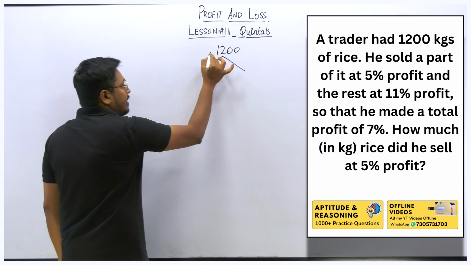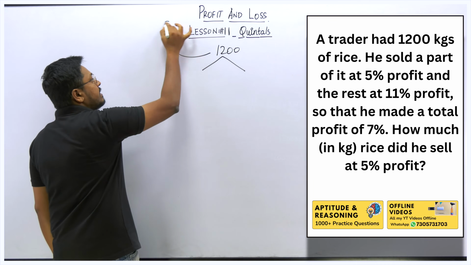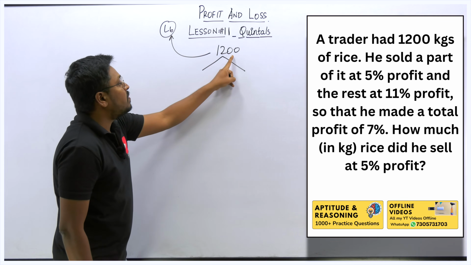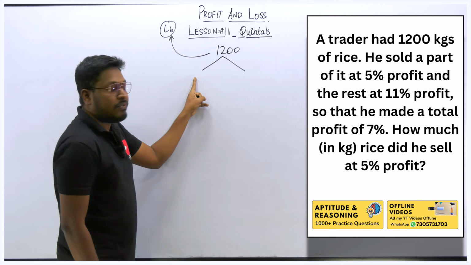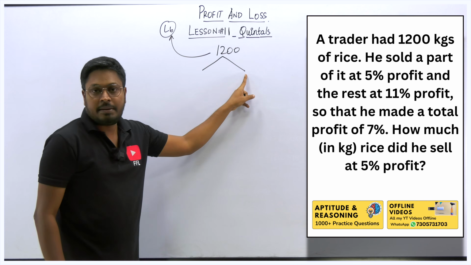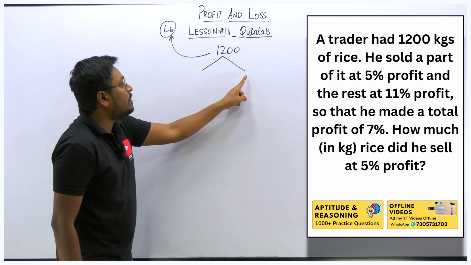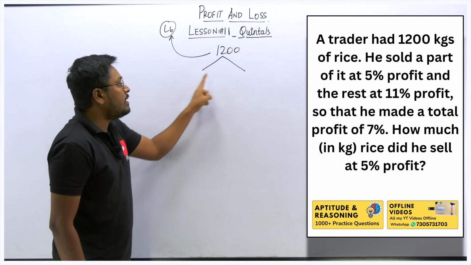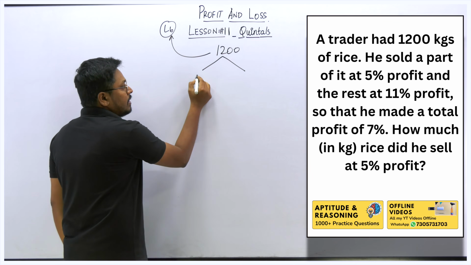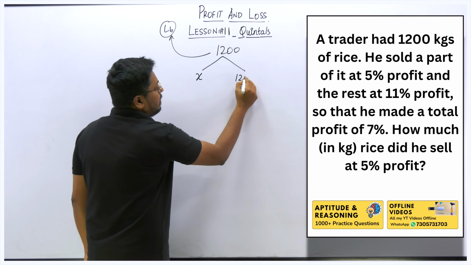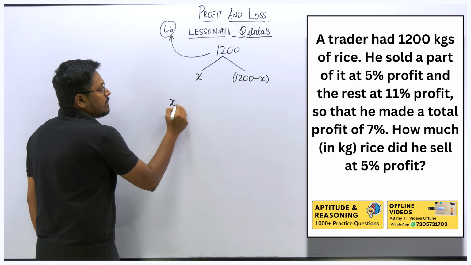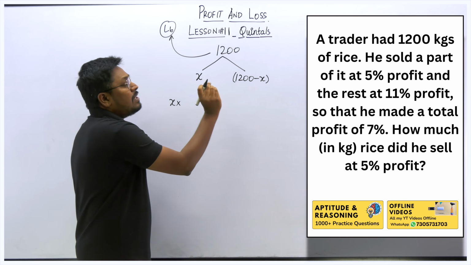The same thing we learned in lesson number 6. If there is 1200 kilograms split into two parts, for example, if this is 200 kilograms, then the remaining will be 1000 kilograms. If this is 300 kilograms, this will be 900 kilograms. Only then we can say the total will be 1200. So both parts are unknown. What we need to do is, the first part will be x and the second part will be 1200 minus x. Understood?